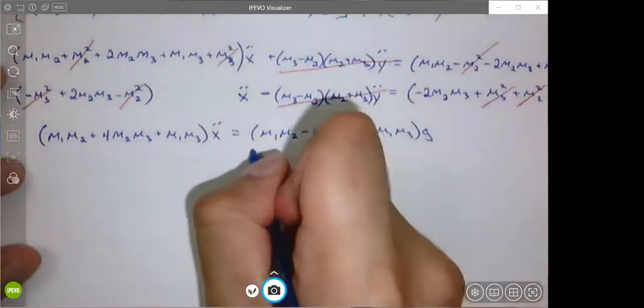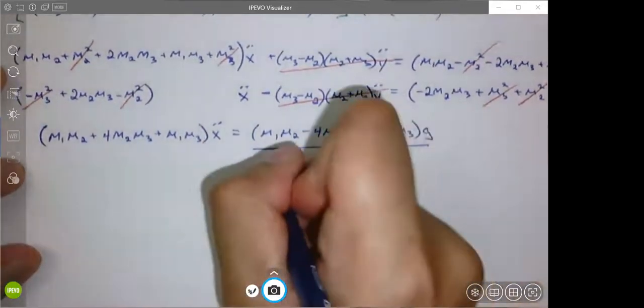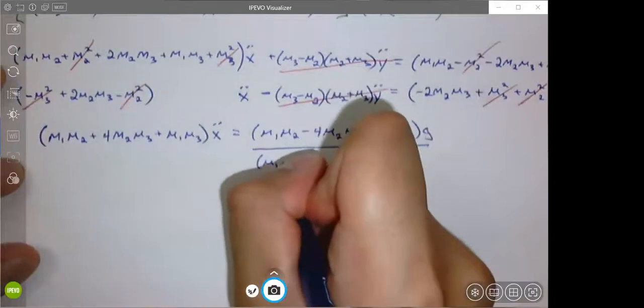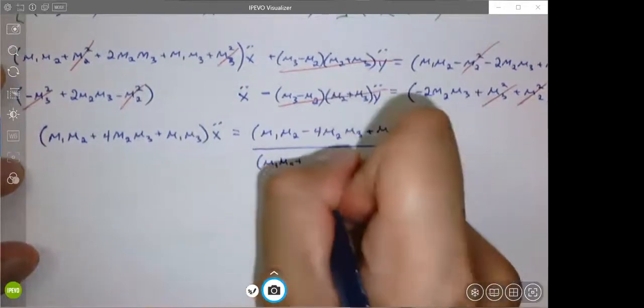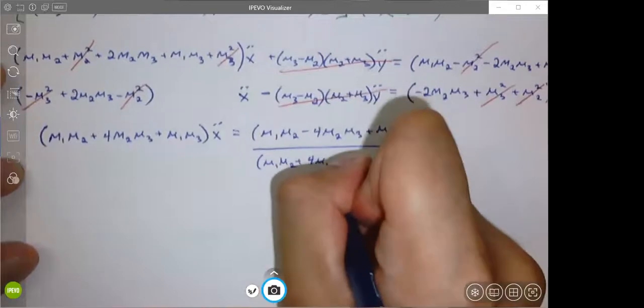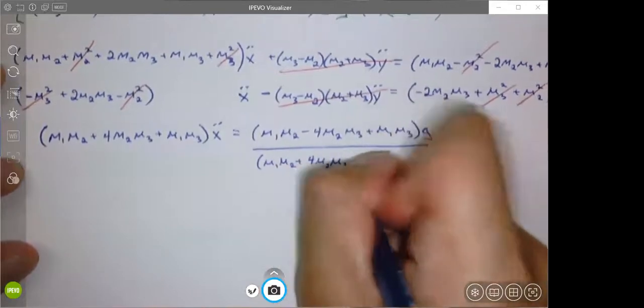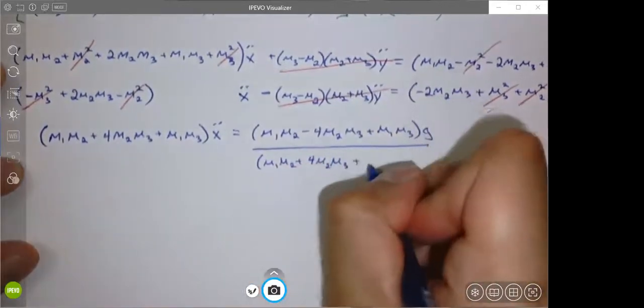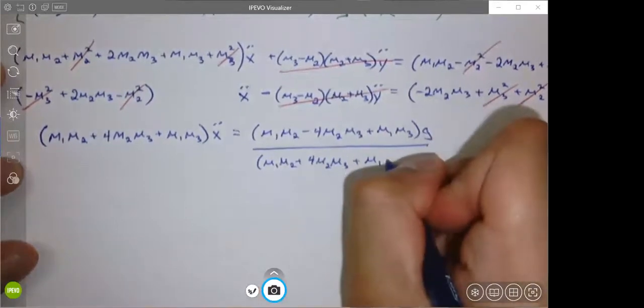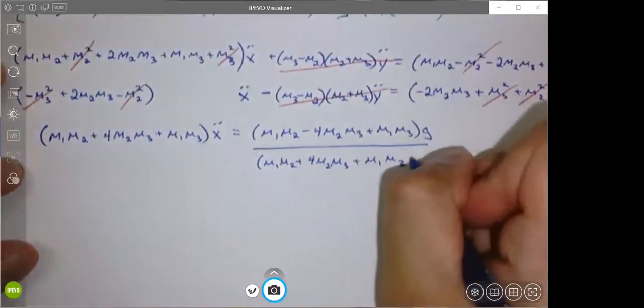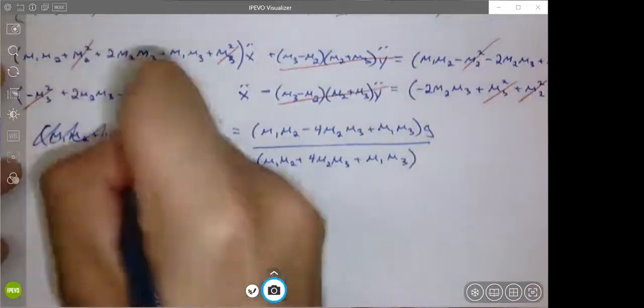So we end up with m1 m2 plus 4 m2 m3 plus m1 m3. And this side goes away.